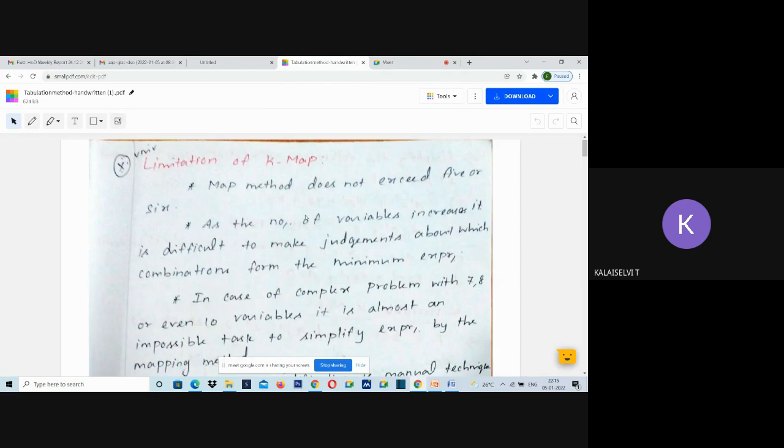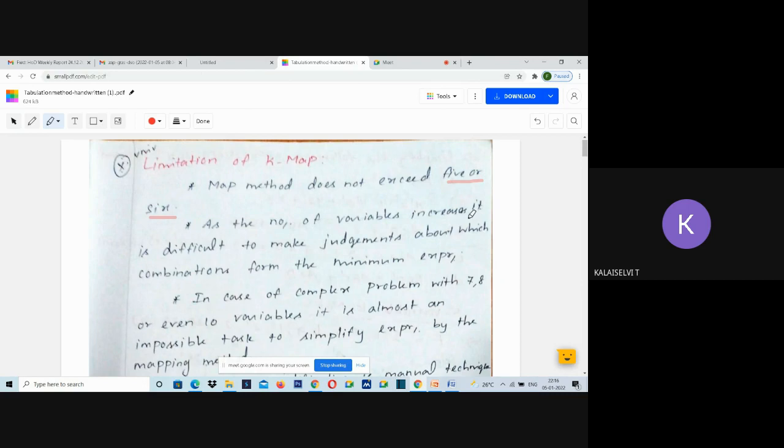Actually, there are some limitations of the K-map, so we are moving to what we are discussing, that is the Quine-McCluskey method, the tabular method. The map method does not exceed 5 or 6 variables. We can only solve with 5 or 6 variables. If more variables occur, it cannot be processed with the Karnaugh map, so we are moving to the tabulation method.